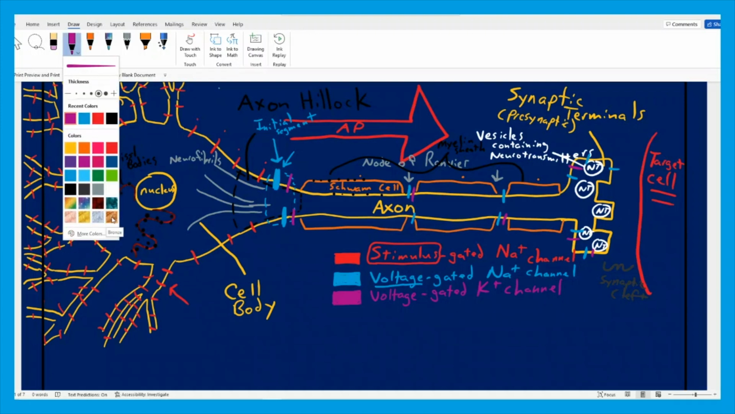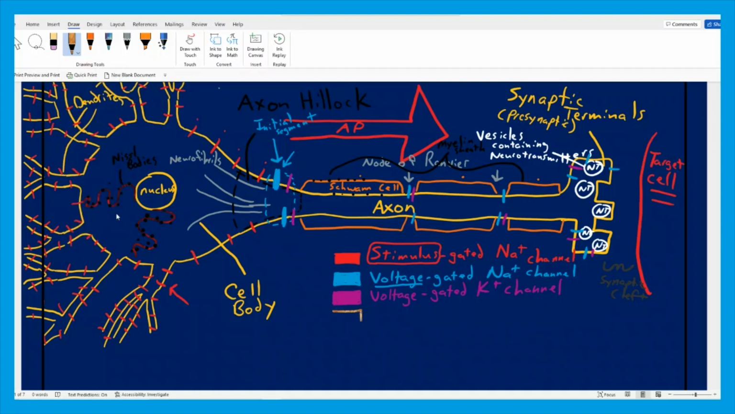We also have, I'll choose the color bronze here, just because it sort of stands out against the blue background. Our third voltage-gated ion channel in this story, which is the voltage-gated calcium ion channels. Voltage-gated calcium ion channels. And where do they live? Down here, everybody, on the presynaptic or synaptic terminals.